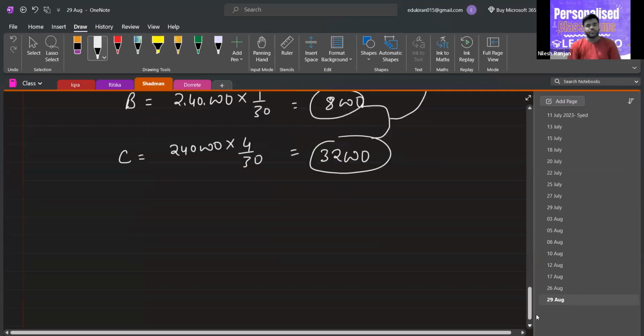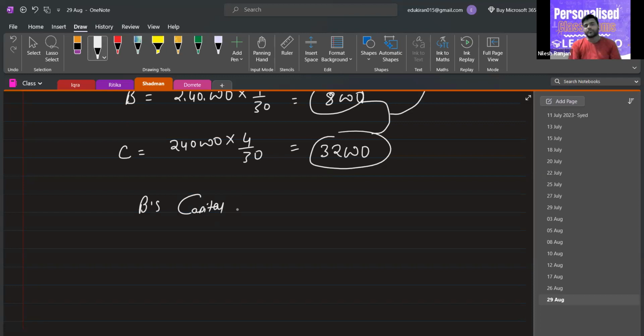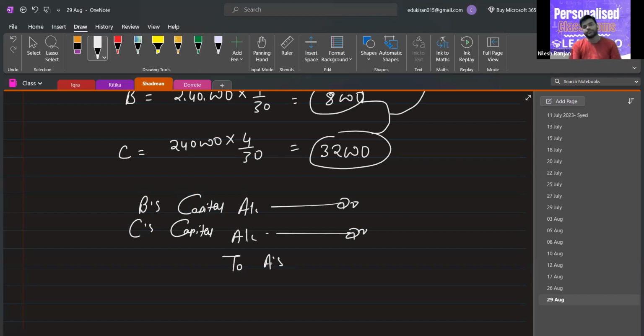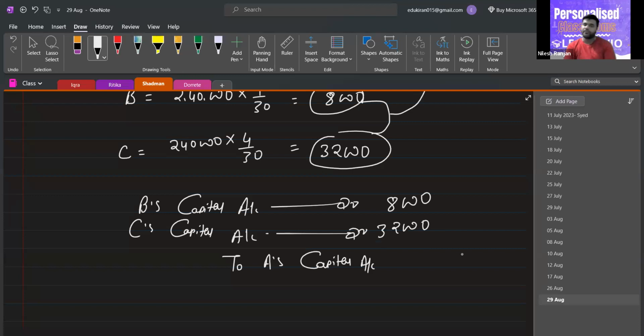So what will be the journal entry? The journal entry is: gaining partners' capital, that is B's capital account debit, C's capital account debit, to A's capital account. It will be 8,000, 32,000, and 40,000.